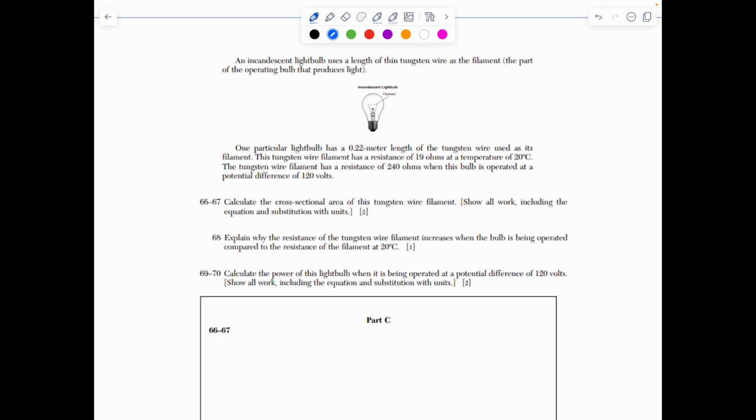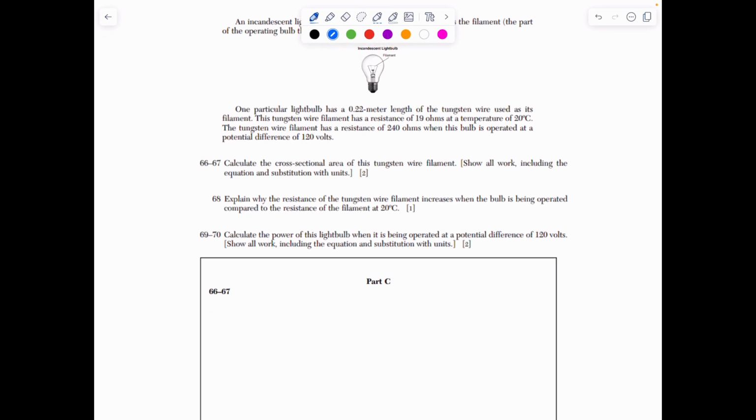One particular light bulb has a 0.22 meter length of tungsten wire used as a filament. This tungsten wire filament has a resistance of 19 ohms at a temperature of 20 degrees. The tungsten wire filament has a resistance of 240 ohms when the bulb is operated at a potential difference of 120 volts. Calculate the cross-sectional area of this tungsten wire filament. Okay, so we'll work this. Cross-sectional area in relation to resistance is a formula that we have.